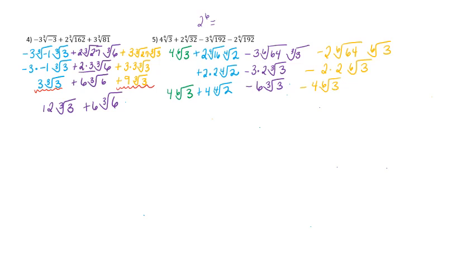So the plus 4 fourth roots of 2 can't be combined with any of them because it doesn't have the right index or the right radicand. For the other ones, I'm going to do 4 minus 6 minus 4, which is negative 6 cube roots.